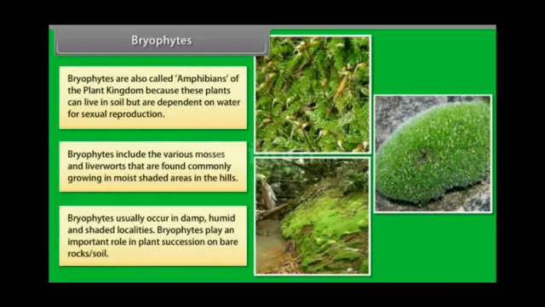So the first non-vascular group, as you can see in the slide, is Bryophyta. And Bryophyta are amphibian plants. Why amphibian? Because they need water for reproduction, and they are found on land as well as in water. They mostly grow in moist and shady places, and they do not show proper root, stem and leaves, and that's why they are called Bryophyta.